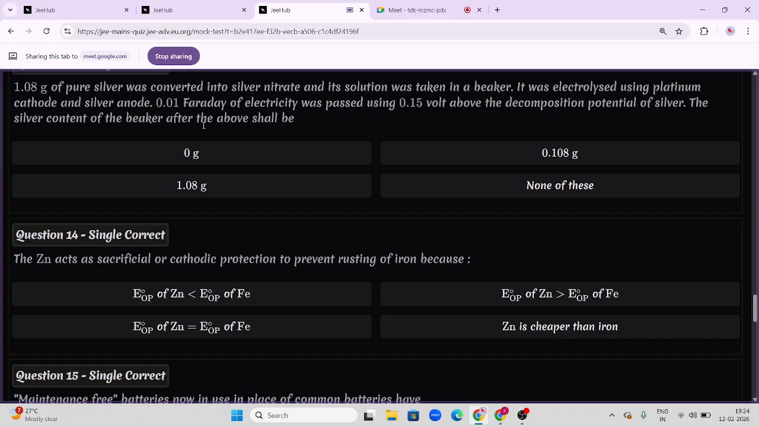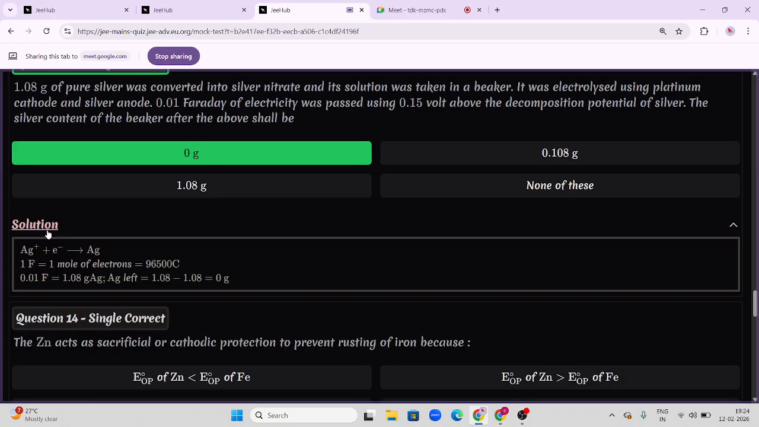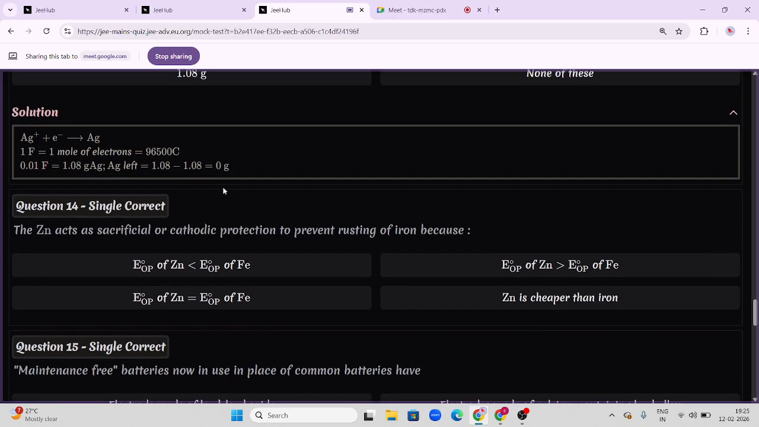One minute, ma'am. 0 gram, ma'am. That's right. I was confused, ma'am. So 1 Faraday is nothing but 108 grams of silver. Now they are saying 1.08 gram of pure silver was converted to silver nitrate and this solution was taken into the beaker. That means that solution is containing 1.08 gram. So passing this, everything would have got deposited. What will be the silver content that is still left over in the solution? Nothing. So it's 0 gram.